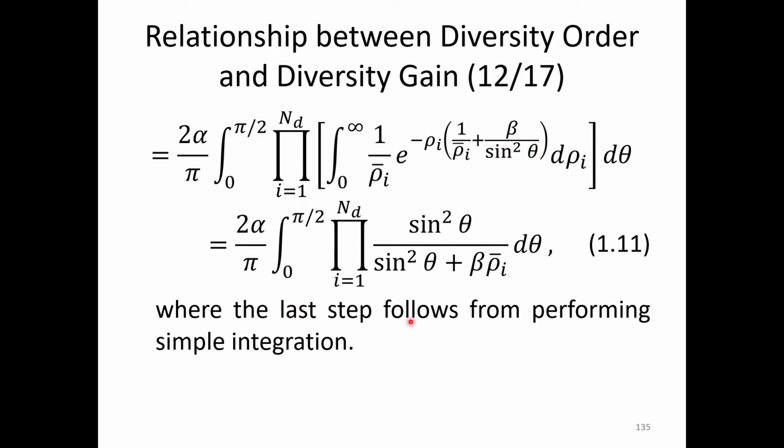And the last step follows from performing simple integration. From this step to this step, we can evaluate this integration, and we will have this term, sine square of theta over sine square theta plus beta times rho bar I. How do we get this equation from this integration? Please see the handout.